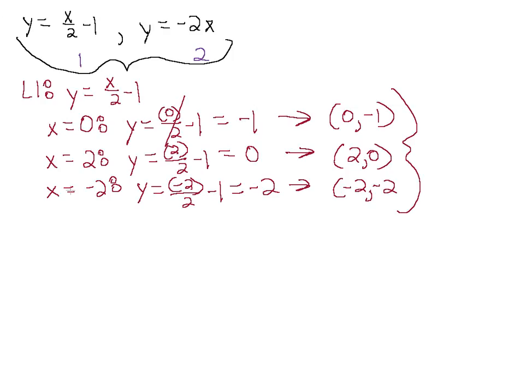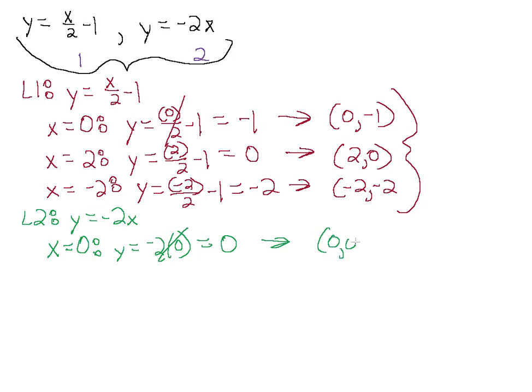So let's go ahead and find some points for line 2. Then we can go ahead and graph both of them at the same time. Line 2 is described by the equation y equals minus 2x. So let's just go ahead and plug in a few values for x. So when x equals 0, y equals minus 2 times 0, which just gives us 0. So we know that line 2 will pass through the origin, which is (0, 0).